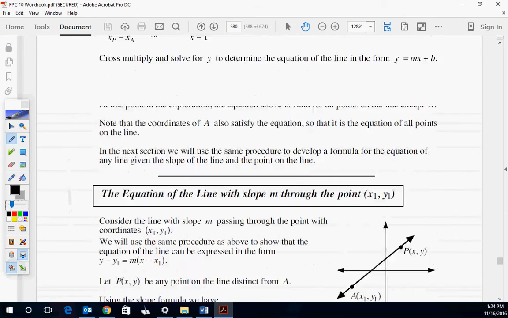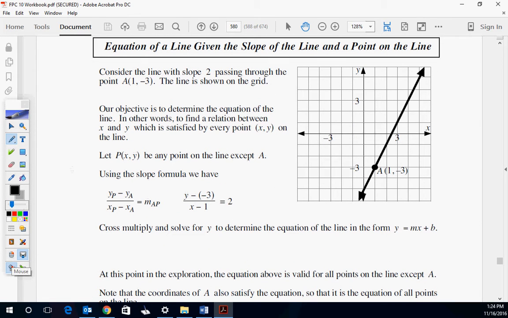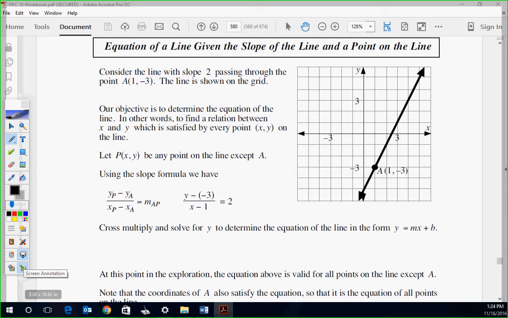Whoa, a little too far. All right, so equation of a line given the slope of the line and a point of the line. Consider the line with the slope of 2 passing through the point (1, -3), as shown on the grid. Our objective is to determine the equation of the line. In other words, to find the relation between x and y which is satisfied for every point. So when we do this, we need to figure out what we are missing.